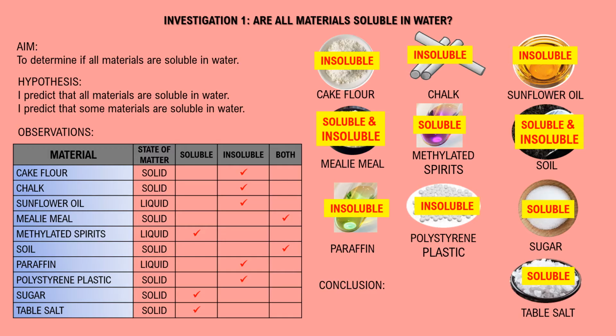The soil is a solid and has some insoluble parts and some soluble parts. The paraffin is a liquid and is insoluble in water. The polystyrene plastic is a solid and is insoluble in water. The sugar is a solid and is soluble in water. The table salt is a solid and is soluble in water. From this investigation, we may conclude that some materials are soluble in water.